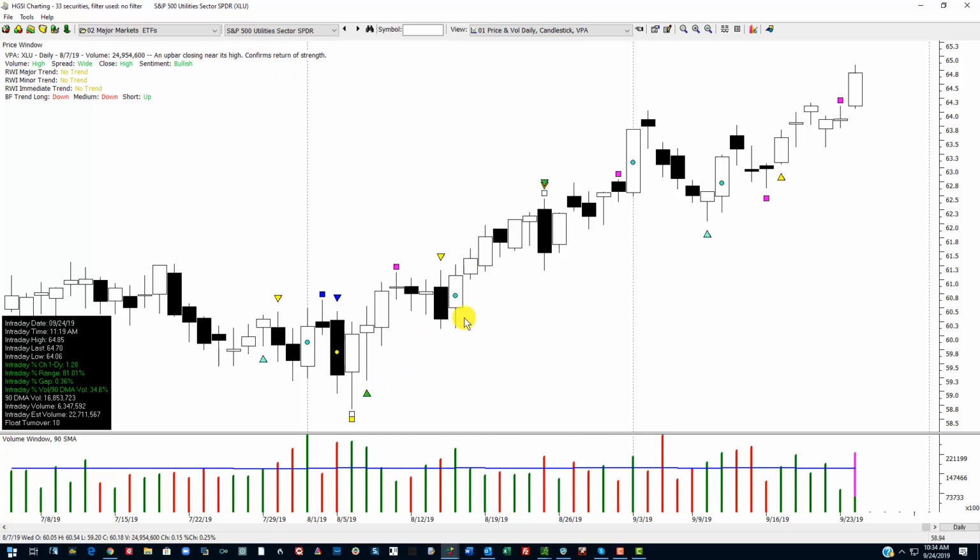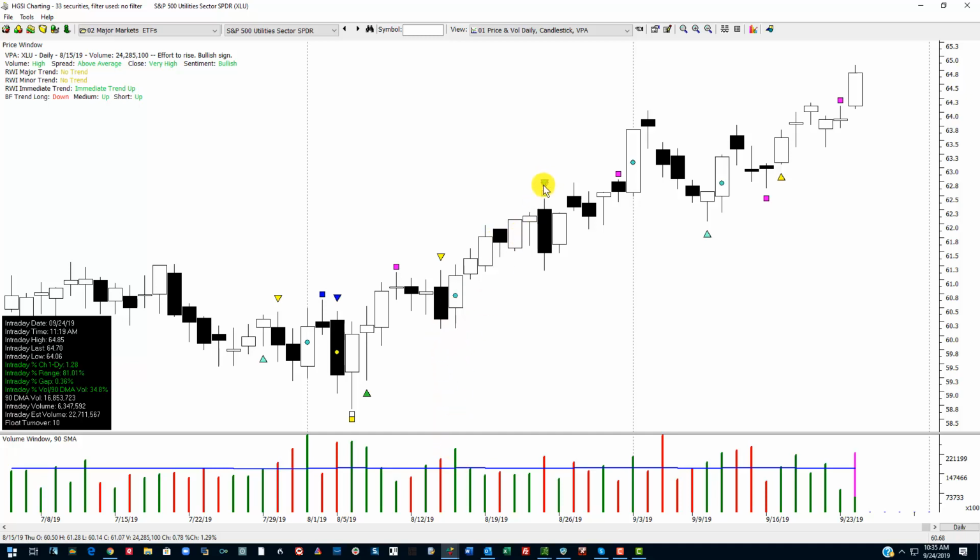Now it's easier, of course, said than done when you're looking at these live, but so many of these VPA flags are true, or they work out to be true. Now, right here, there was some hesitation. You can see 2 negative VPA flags, but those were overturned by this effort to rise, which is a long white candle on heavy volume.